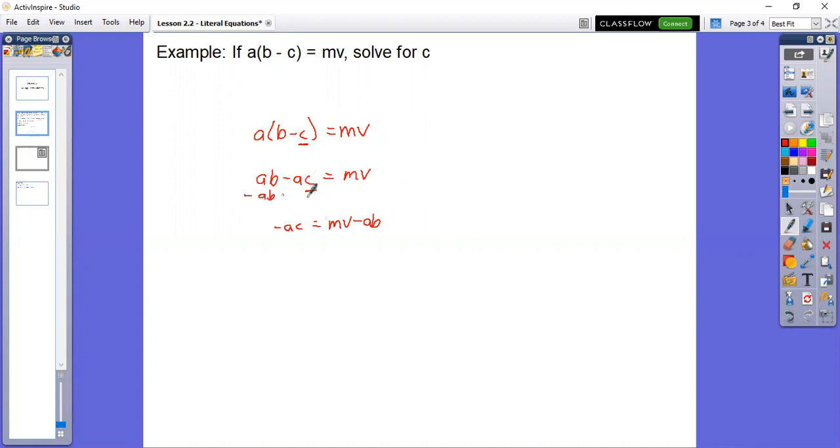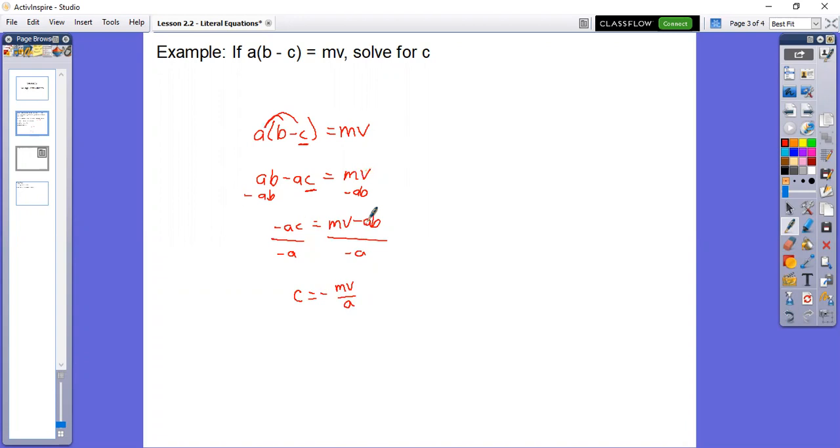So I've subtracted AB. I'll write this out for you so you can see what we're doing. Now I notice that I still have negative A times C. So what I want to do now is divide both sides of the equation by negative A. And so I'm left with C is equal to, when I look here, negative MV over A. There's nothing else that I can do with that.